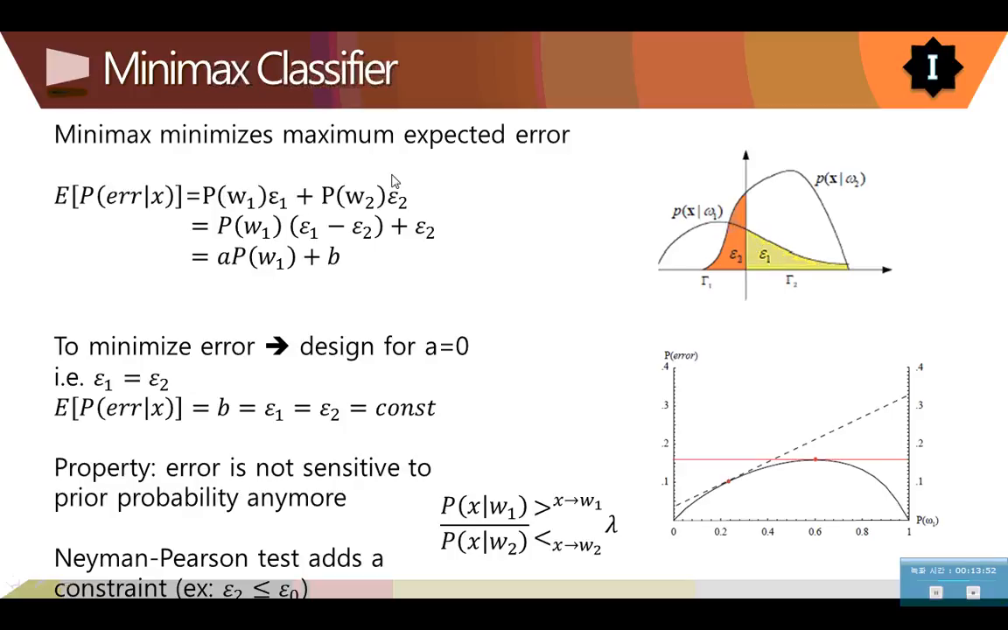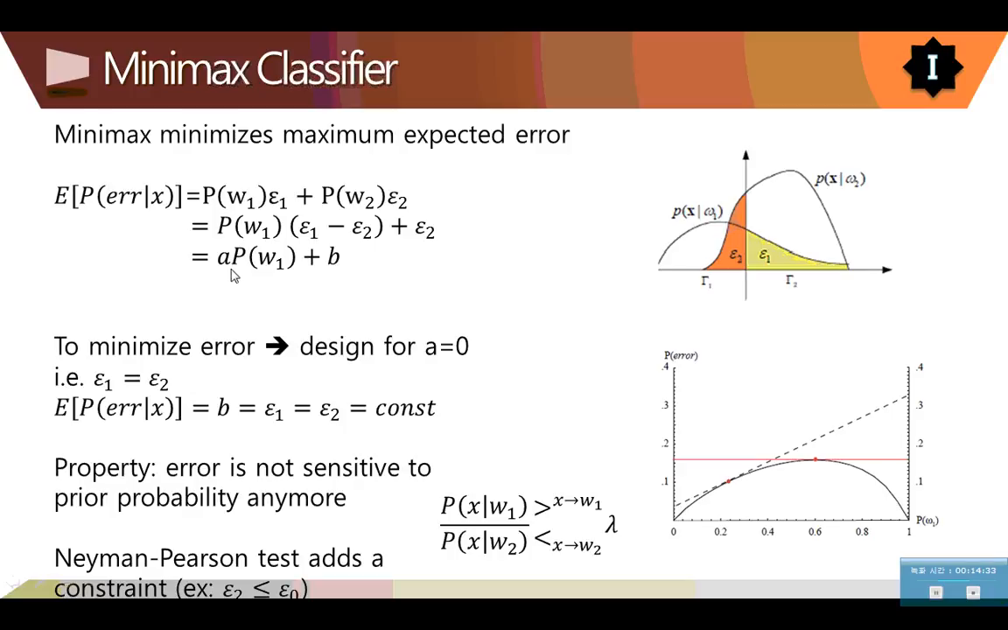So we just saw this equation a little earlier. If we are talking about a binary classification, it means that the probability of omega 1 and omega 2, the summation of them, equals 1. So we can put this one as 1 minus p of omega 1. This will turn out to be a linear equation. And we need to minimize the error, so we need to make sure this linear equation is not a function of the prior, which means we need to set a at 0. When we set a at 0, this means that the area here is equal to the area here. So what the Minimax classifier does is make sure that the area under the curve on the left side of the boundary equals the area under the curve on the right side of the boundary.